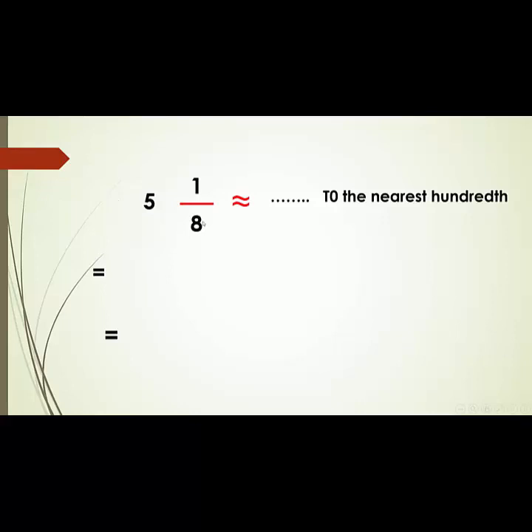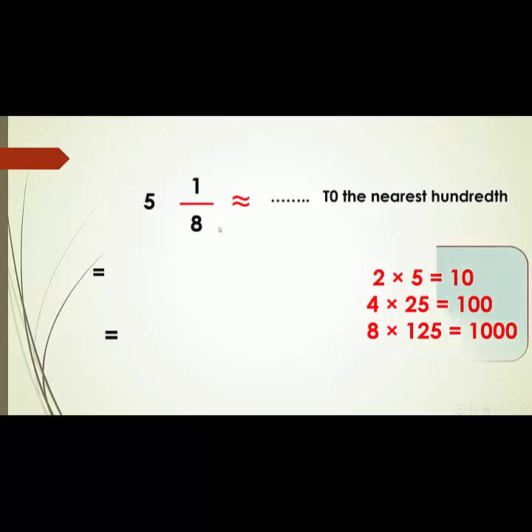I want zeros here in the denominator. How can I make it 0, teacher? I want to make it 0 by times. Do you remember 2 times 5, 10, 4 times 25 equal 100? 8 times 125 equal 1000. So I will make times 125 up and down, up and down. So the number will be 5, and here the numerator will be 125 over 8 times 125 equal 1000.